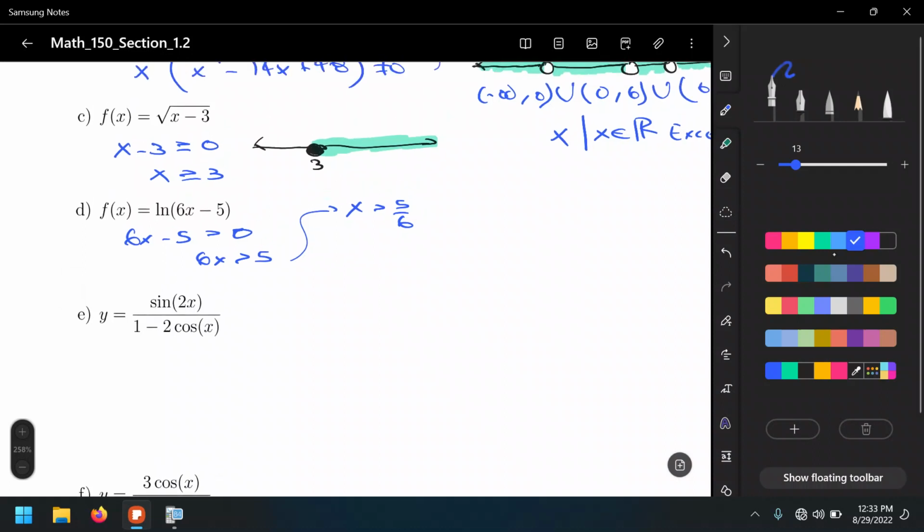Actually, we should represent the previous one using interval notation. That's from 3 to infinity, a bracket for the 3 because it's inclusive on the lower endpoint, and parentheses for infinity. In this case, for the logarithmic function, this will be parentheses for 5/6 and parentheses for infinity.